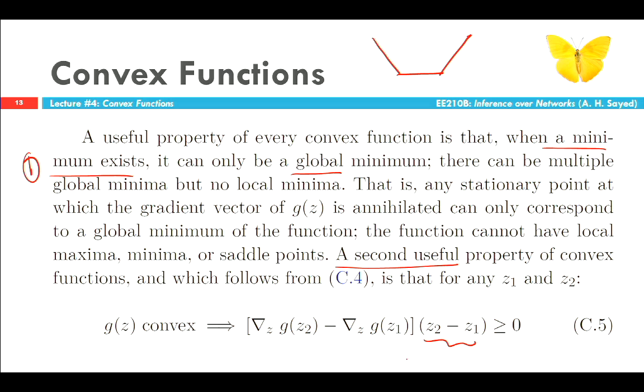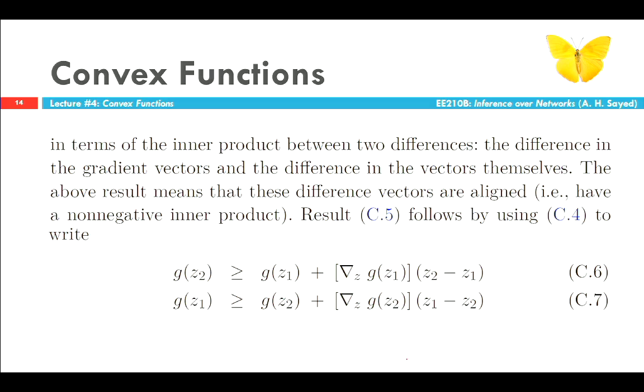Okay, so let's continue. This is the proof. Let's prove it. Pick any 2 points, Z1 and Z2, right? Remember, this is the definition of convexity, that the function at Z2 will be lower bounded by the plane that's tangent at Z1, right? Because that property holds for any 2 points.